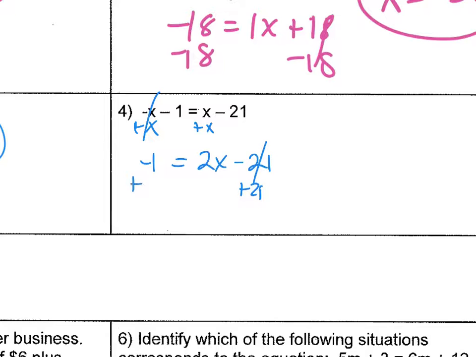Good. Nope. We add 21. In your calculator, negative 1 plus 21 should be positive 20. The answer is 10. And then when we divide by 2, yep.